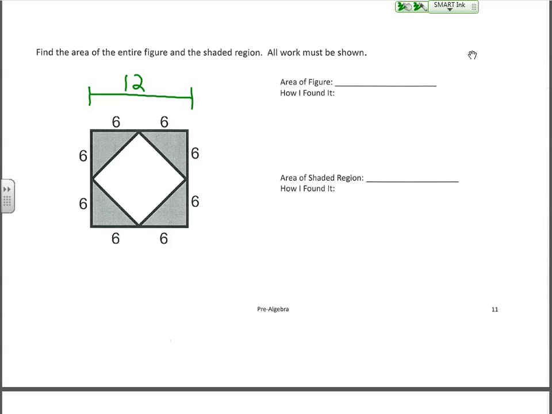Then, to find the shaded region, remember that the area of a triangle equals 1/2 times the base times the height. Okay, not a very good triangle. None of my sides actually connect. There you go. 1/2 times the base times the height. And there are 4 of them there. All the triangles are the same size. And so you can get the area of the shaded region using those formulas.